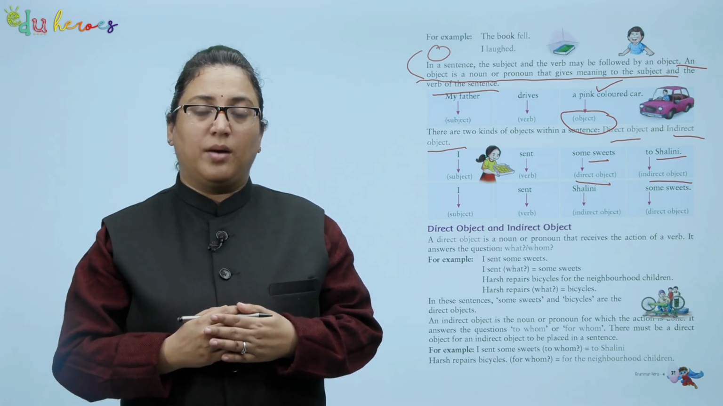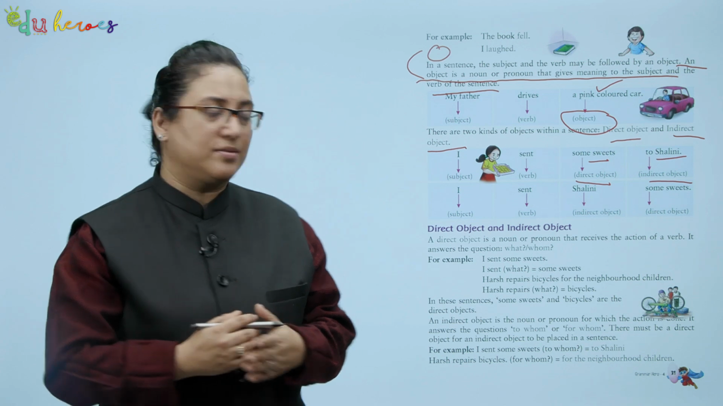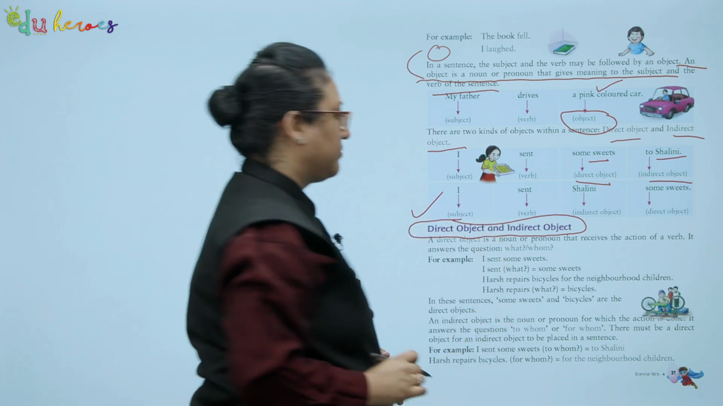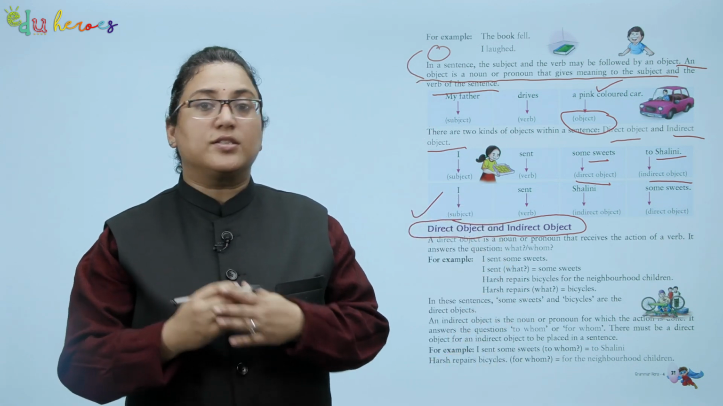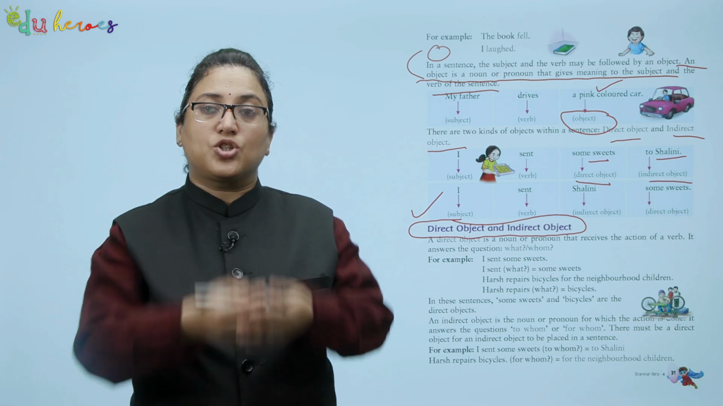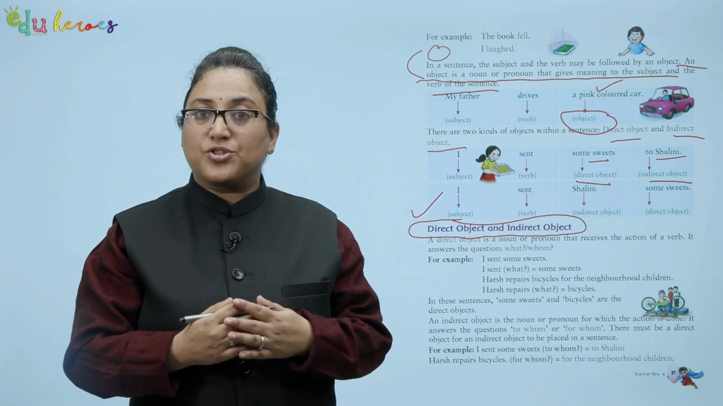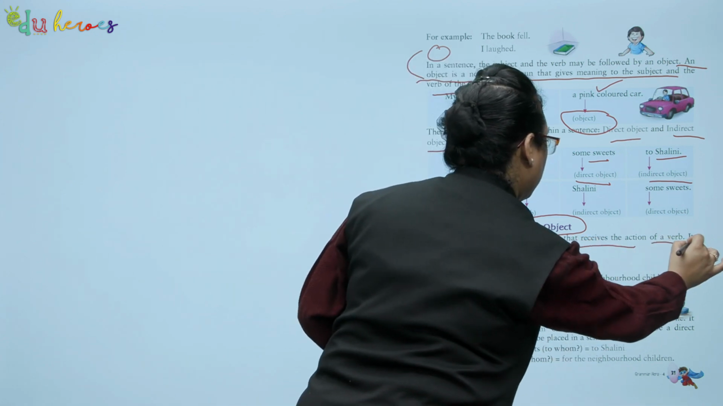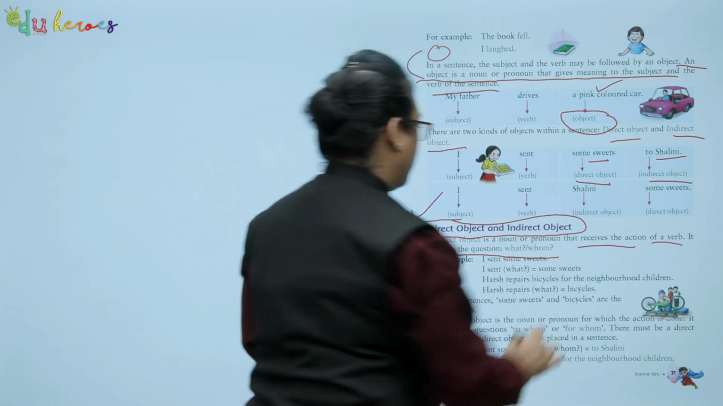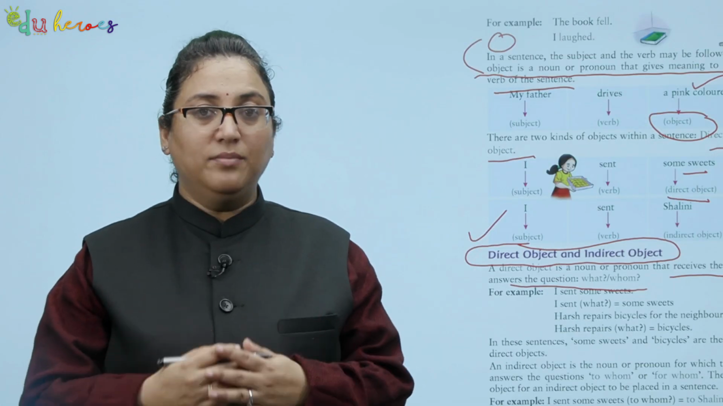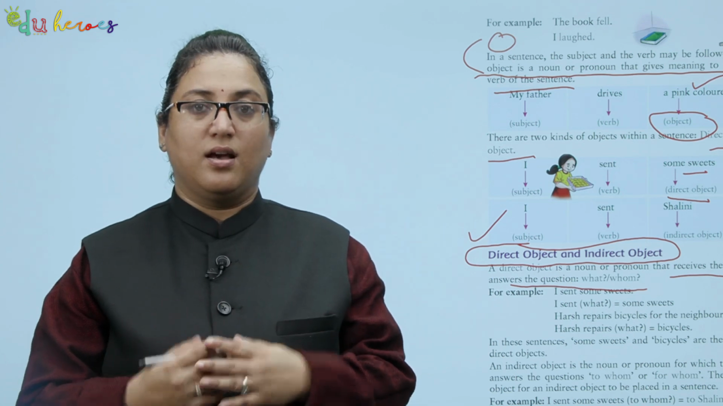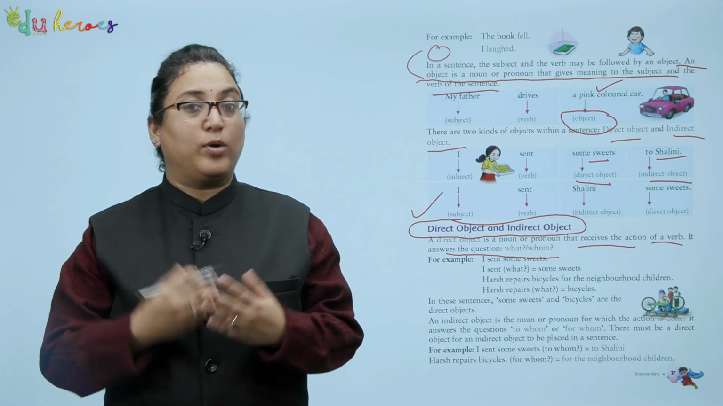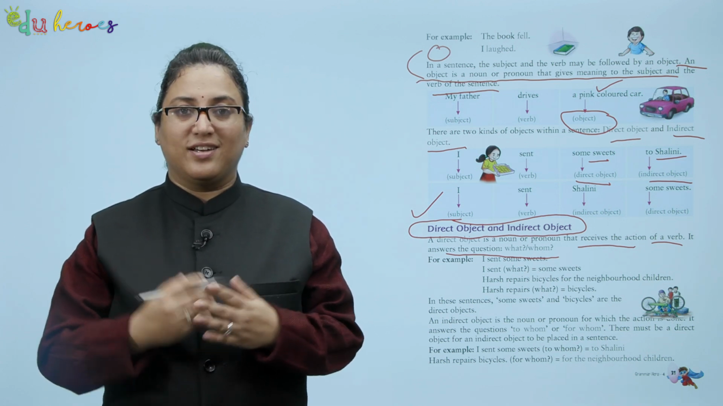Let's read further about these types of objects. Direct and indirect object. A direct object is a noun or pronoun that receives the action of a verb. It answers the question, what and whom. So it receives the action, and this question is important. What and whom? For example, I sent some sweets. I sent what? Some sweets. जब आप ये सवाल करेंगे तो आपको एक जवाब मिलेगा क्योंकि यहाँ एक ऑब्जेक्ट है.